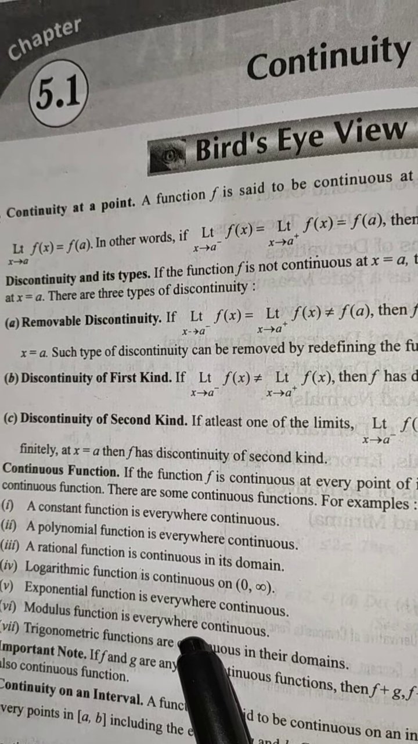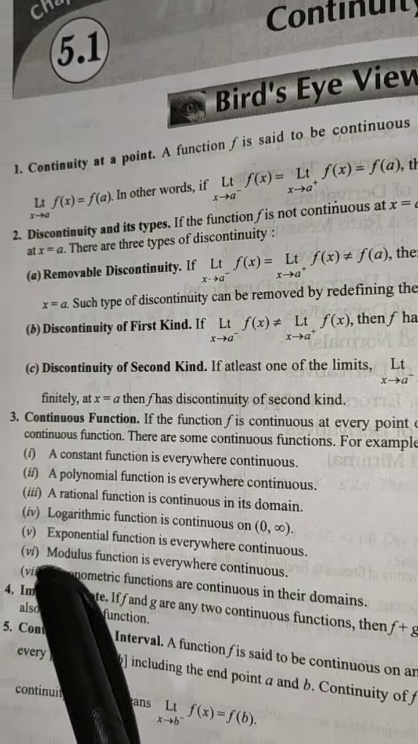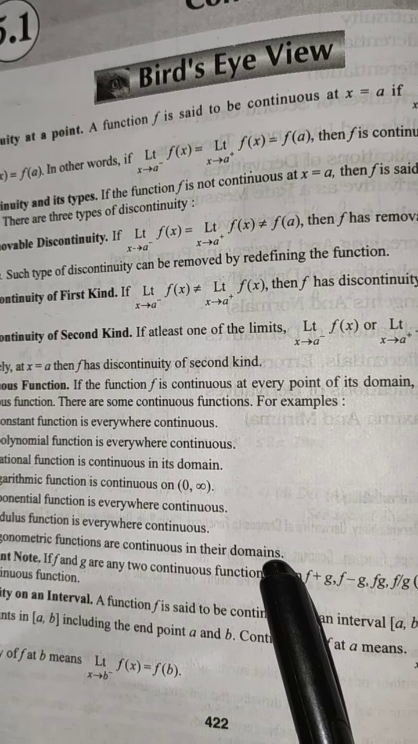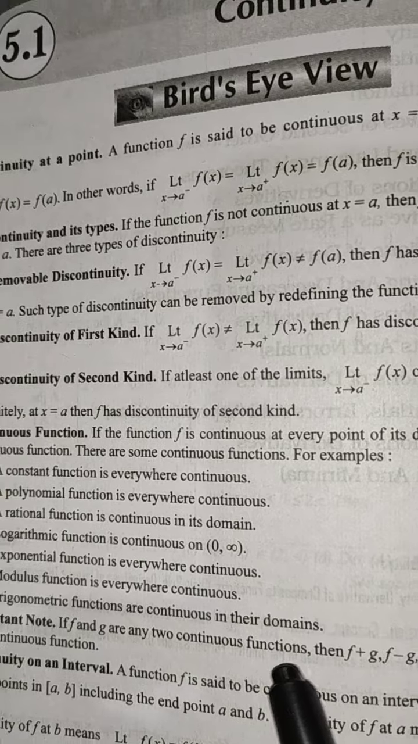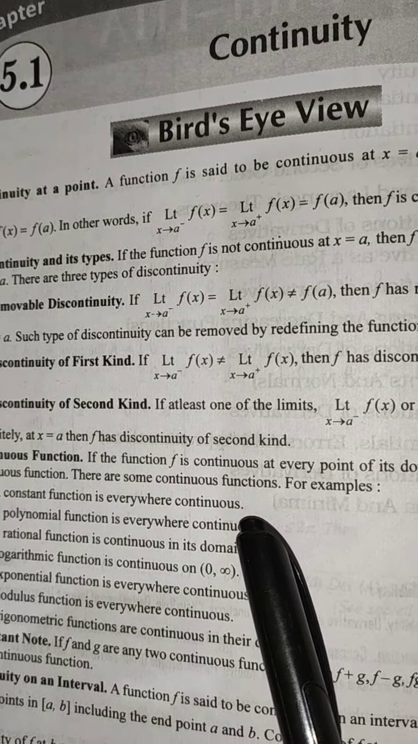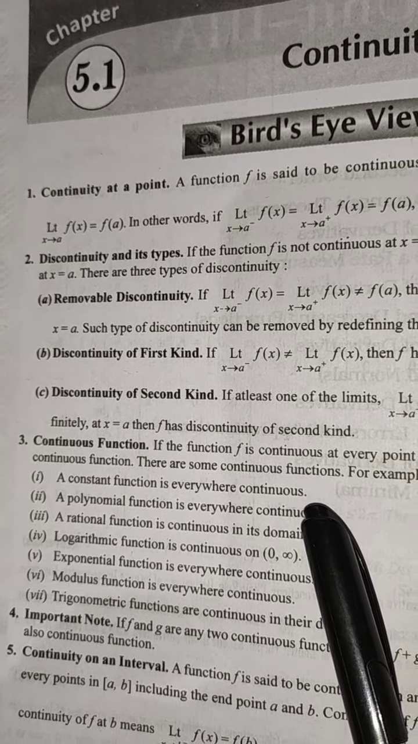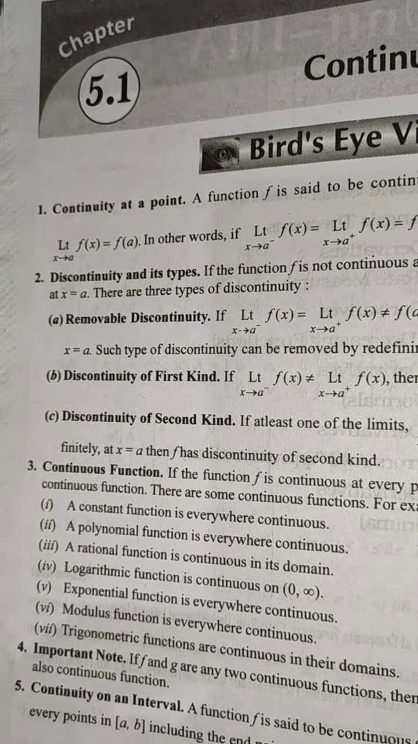The modulus function, which you all know, is also everywhere continuous. Trigonometric functions are continuous functions. Continuous means continuous in their domain, and everywhere means minus infinity to infinity, that is, the set of real numbers. In lecture 1 I have explained all this concept.